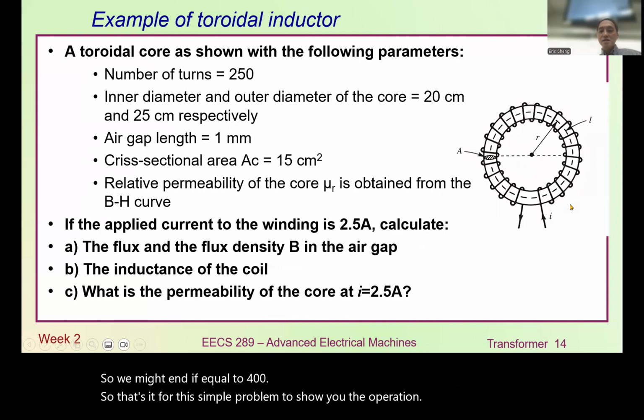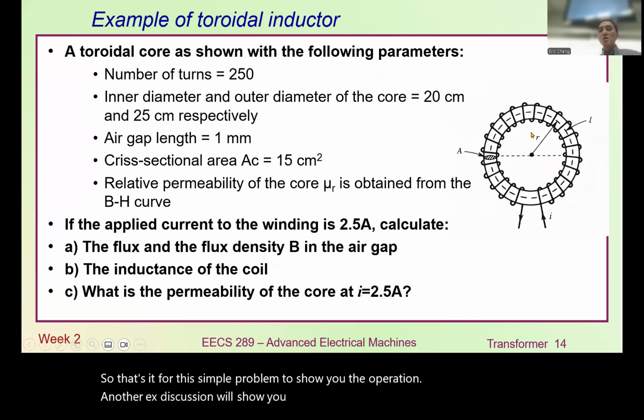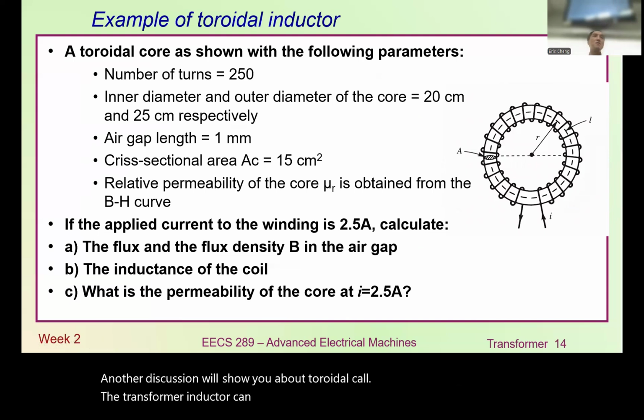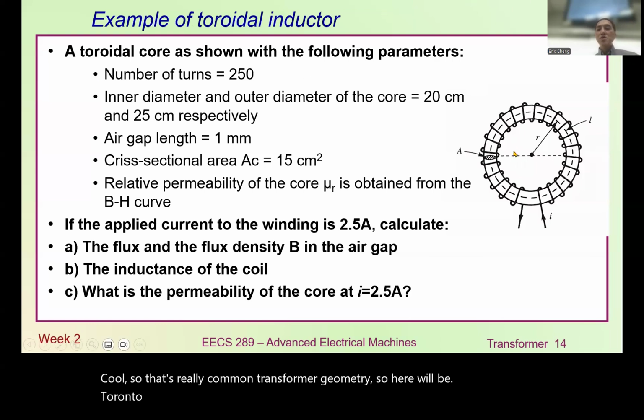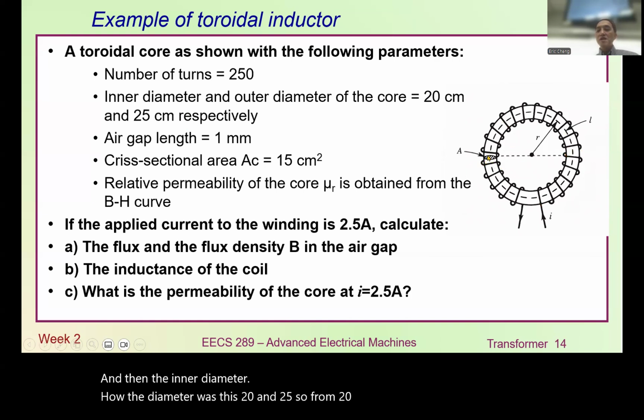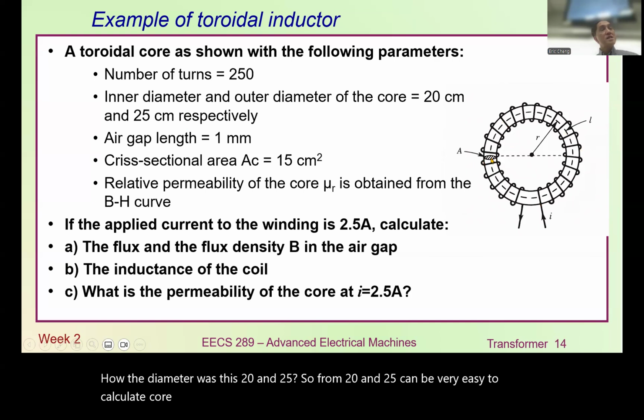Another discussion will show you about the toroidal core. The transformer or inductor can be many shapes: square, or a toroidal ring core. That's a really common transformer geometry. So here we have a toroidal core as shown here. The number of turns is 250, and the inner diameter and outer diameter are 20 and 25. From 20 and 25, you can easily calculate the cross-sectional area here, right? Just subtract inner from outer, divide by 2, and get the diameter here.